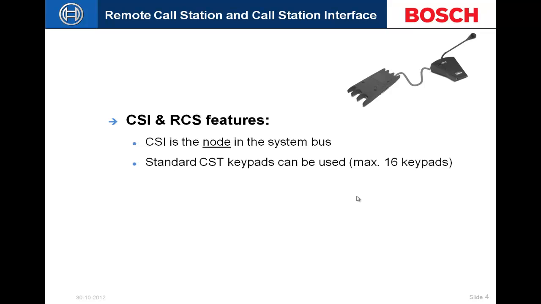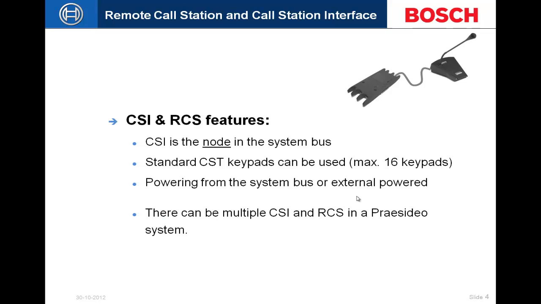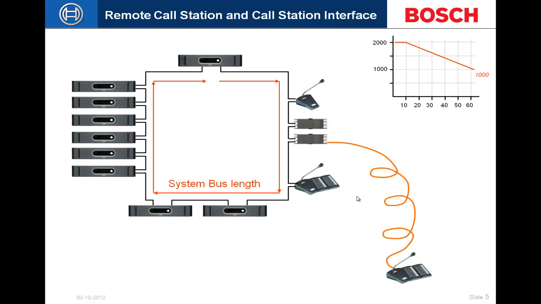The CSI is the node in the system, so for those of you who are programming your system definition, the PRS CSI, or call station interface, is actually the point where you're going to add in that serial number into the system. Same amount of keypads we can have, up to 16 keypads, and powering from the system bus or externally powered. Now on the back of the call station itself, we're going to have a remote power input.